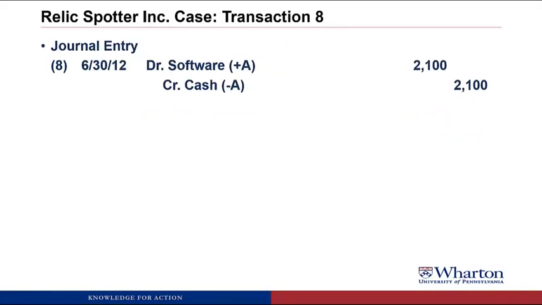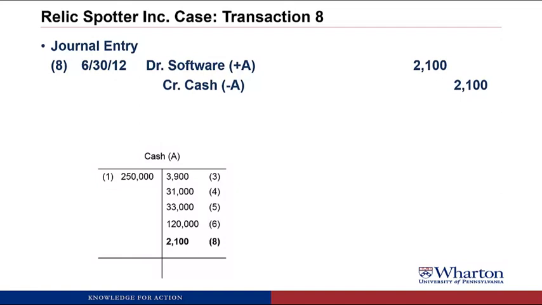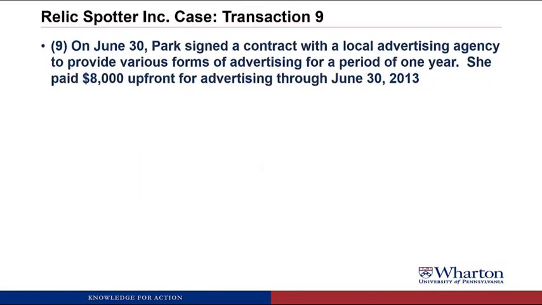We post this journal entry to T accounts by putting another credit on the right-hand side of the cash account and creating a new T account for the software asset. Transaction 9. On June 30th, Park signed a contract with a local advertising agency to provide various forms of advertising for a period of 1 year. She paid $8,000 upfront for advertising through June 30th, 2013.